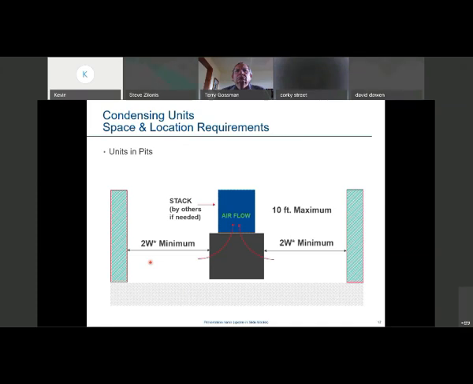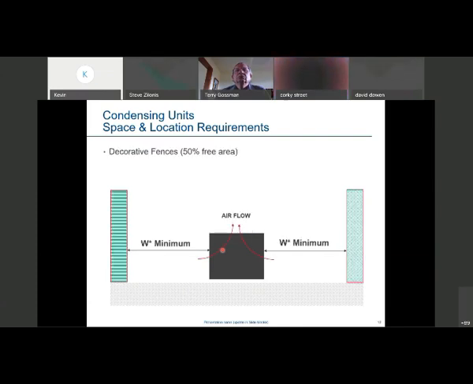If you're down in a pit, you might have to put a stack on here to get the airflow up above the pit so that it doesn't recirculate back down and around and into the side of the condensing unit. That will tend to make the head pressure too high. If you've got decorative fences, like chain link fences, that have at least 50% free area, just one width of the unit away from those walls is all you need.